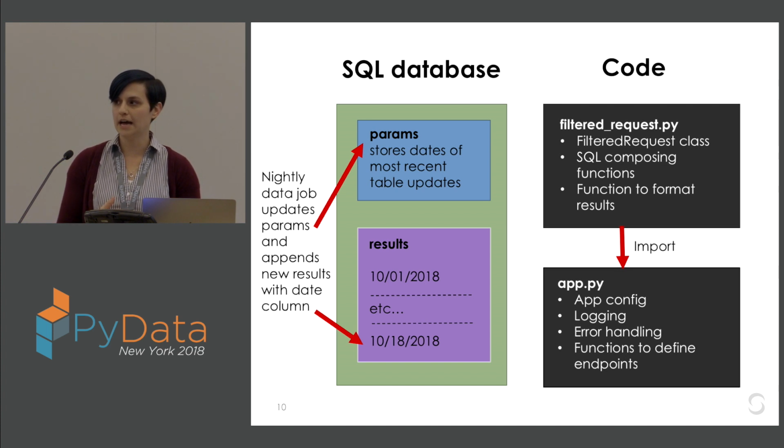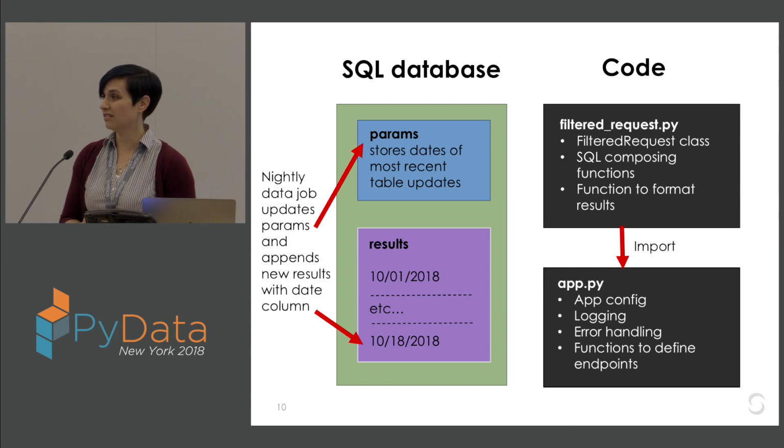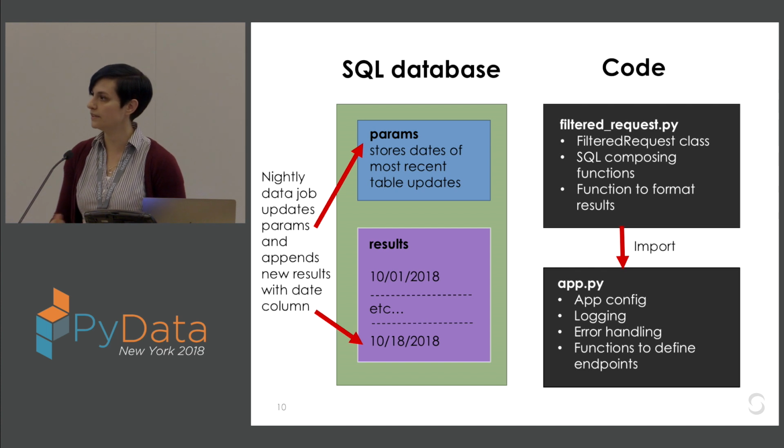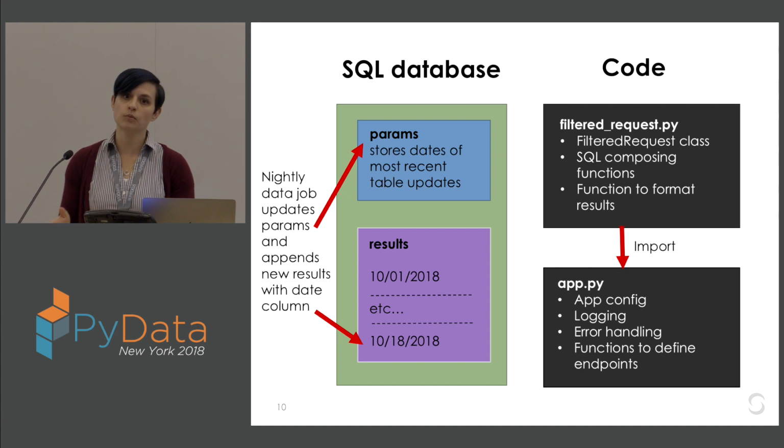So in there, I have the app config with Flask. I figure out all the logging. I configure that. There's a bunch of nice error handling you can do in Flask that I'm going to talk about. And then I have functions that define all the different endpoints that I'm going to have. So for example, one endpoint I'm going to have is, let's say you want the 10th most trending item today. You give me the number 10, and I return to you information about that item.